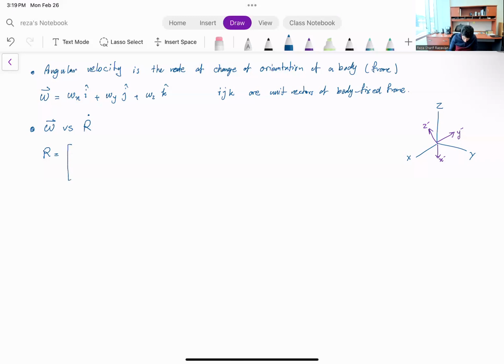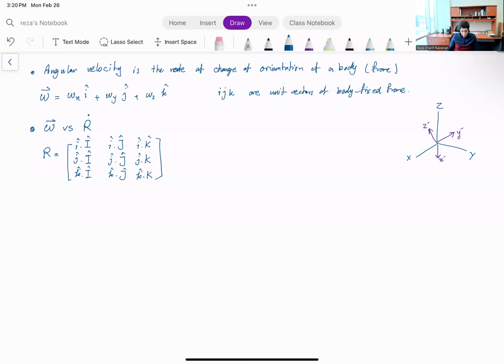The rotation matrix is defined as little i dot big I, little i dot big J, little i dot big K, little j dot big I, little j dot big J, little j dot big K, little k dot big I, little k dot big J, and little k dot big K. That was our definition of this rotation when the frame went from big XYZ to small x prime, y prime, z prime.